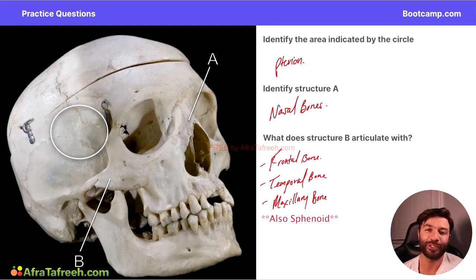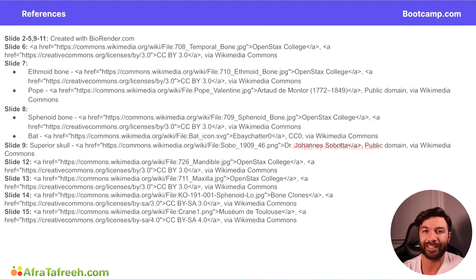Awesome. I hope you were able to get those questions correct. Here are some of the references if you want to take a look at the images we used.